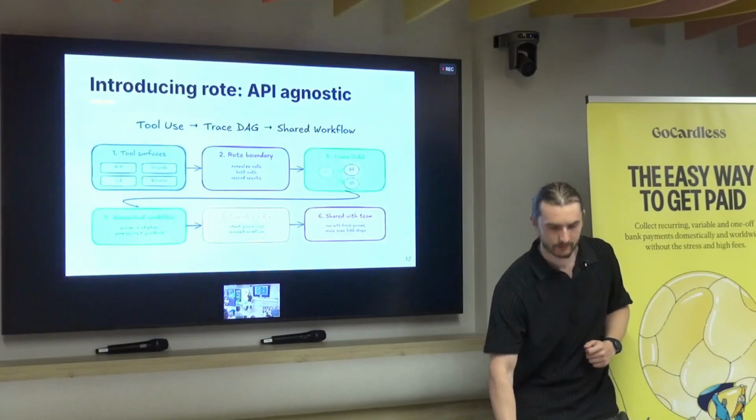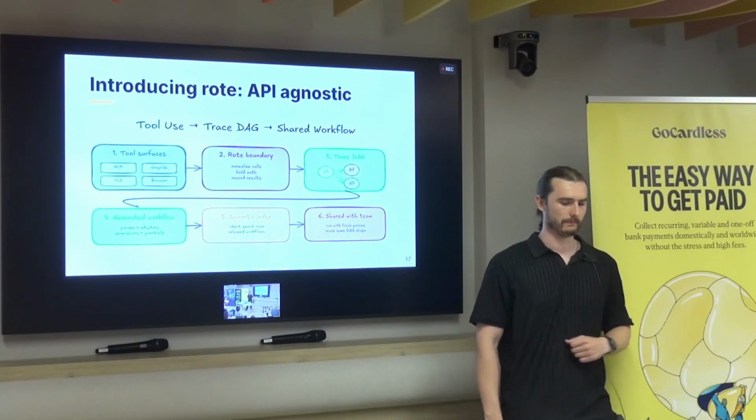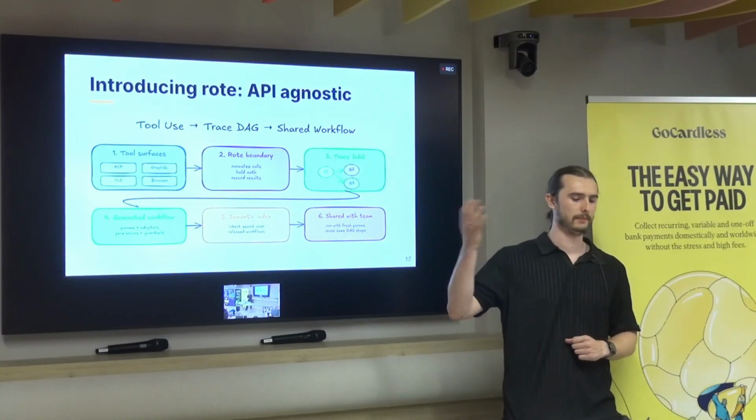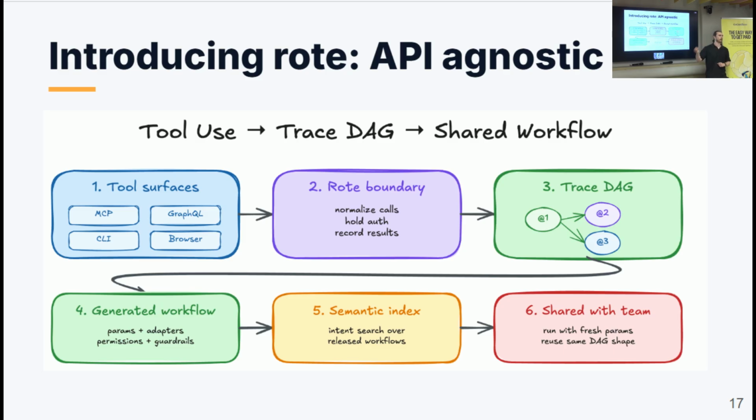Right, let's move further. So how does it work? We have tool surfaces, which is MCPs, CLIs, GraphQL, the browser, essentially anything that the agent may actually do, any kind of tool call, we basically push it through our Rote CLI, and we normalize all of this information. We aggregate it, we extract it, we summarize it, we build a directed acyclic graph out of it, and using this information, we are able to generate the code for you by the agent just doing the task that you asked in the first place.